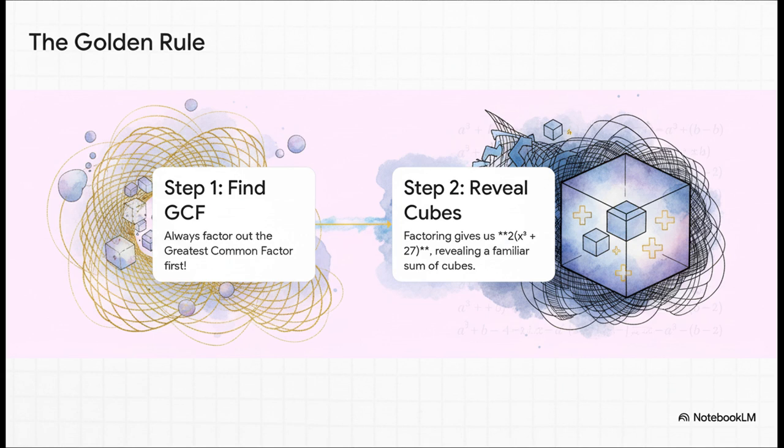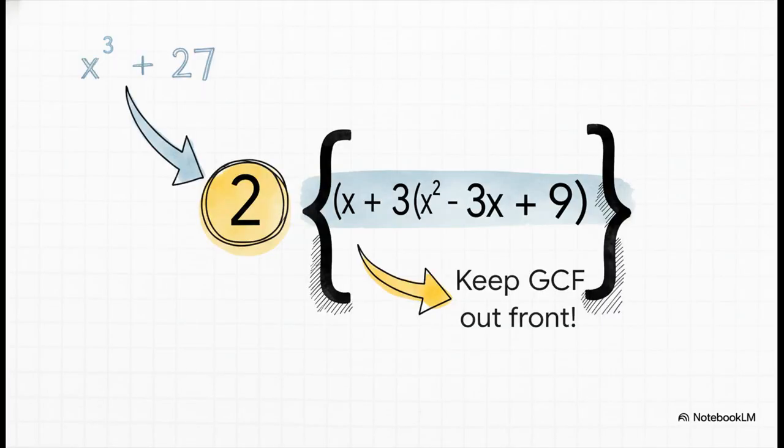So let's pull that 2 out front. And what are we left with inside the parentheses? X cubed plus 27. Hey, we've seen that one before. Exactly. We just factor the part in the parentheses just like we did in the first example. The only difference is we have to remember to keep that GCF, that 2, hanging out in front of our final answer. So the whole thing becomes 2 times x plus 3 times x squared minus 3x plus 9.